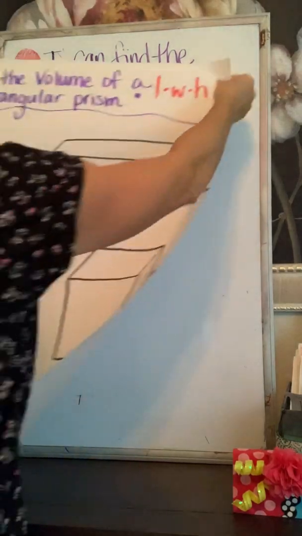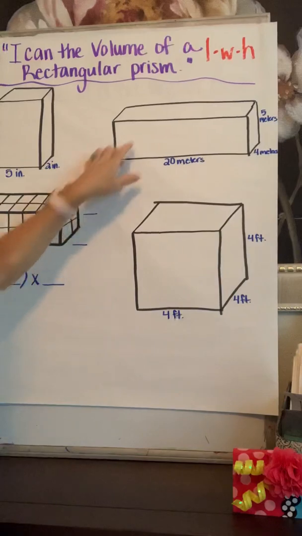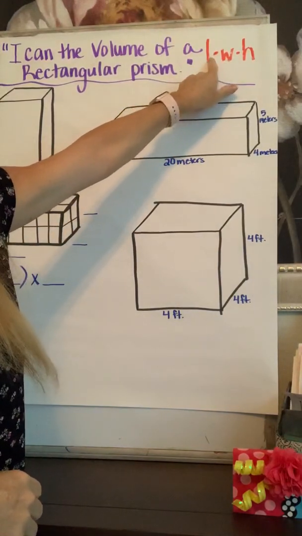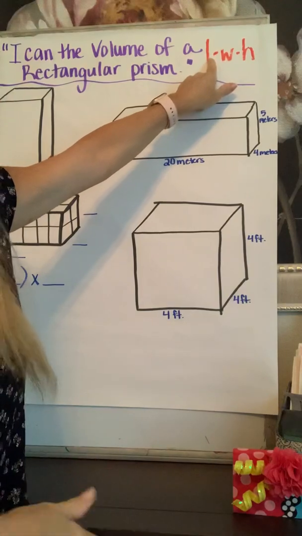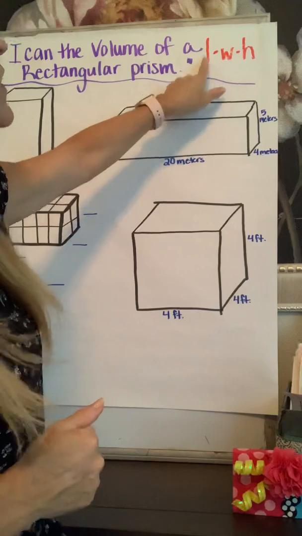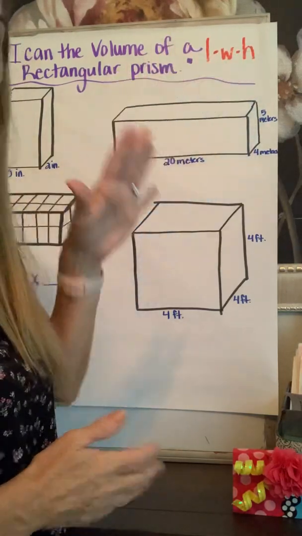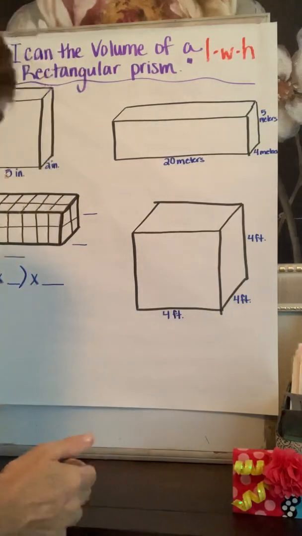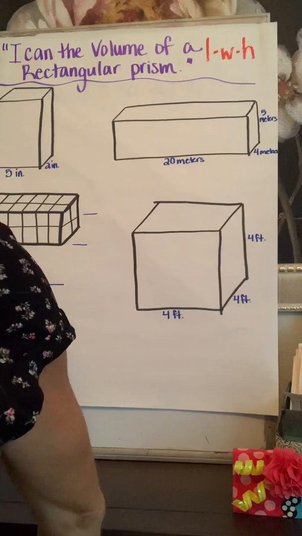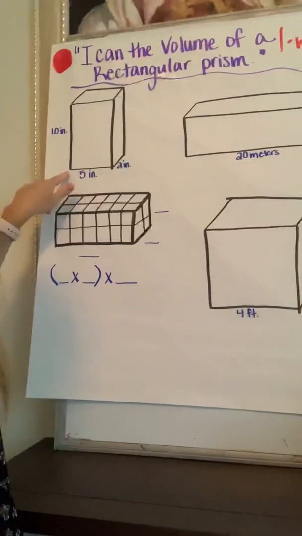Remember, I can find the volume of a rectangular prism. And here we have our formula again. The dot just means multiplication. I prefer to use the dot over the X because most of the time in algebra, X represents something else that we'll talk about later. So length times width times height. So you find those 3 dimensions and you multiply those 3. It's literally what we're going to be doing. So let's take a peek at our first rectangular prism.